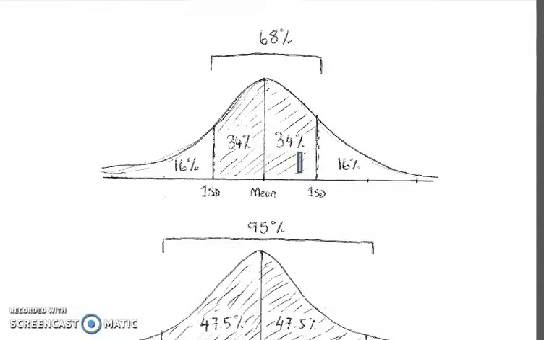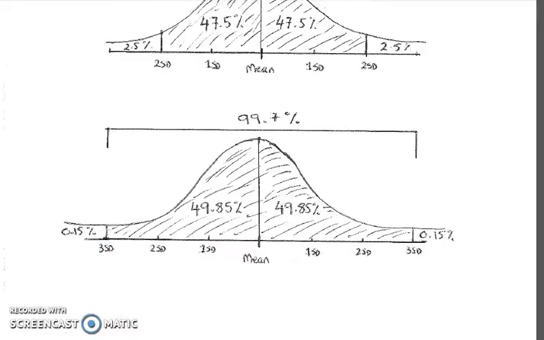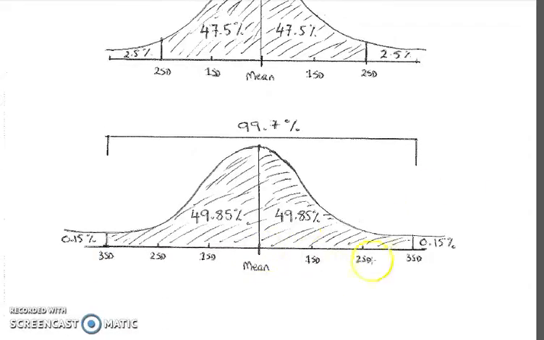Then two standard deviations from the mean, we have the 95% rule. So two standard deviations above and two standard deviations below the mean is 95% of our data, and then the rest falls above two standard deviations or below two standard deviations. The last rule is the 99.7% rule, where we have three standard deviations above, three standard deviations below. That's 99.7% of our data, and the breakdowns are above three standard deviations and below three standard deviations.